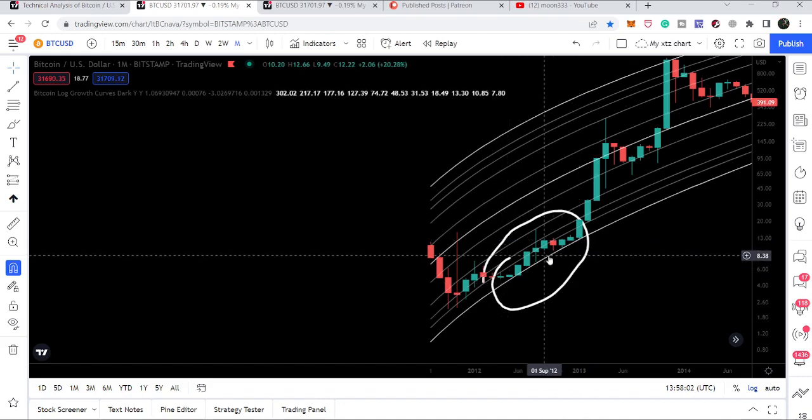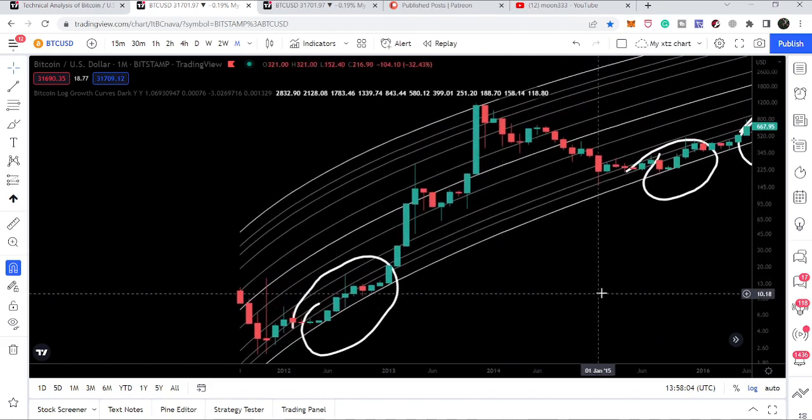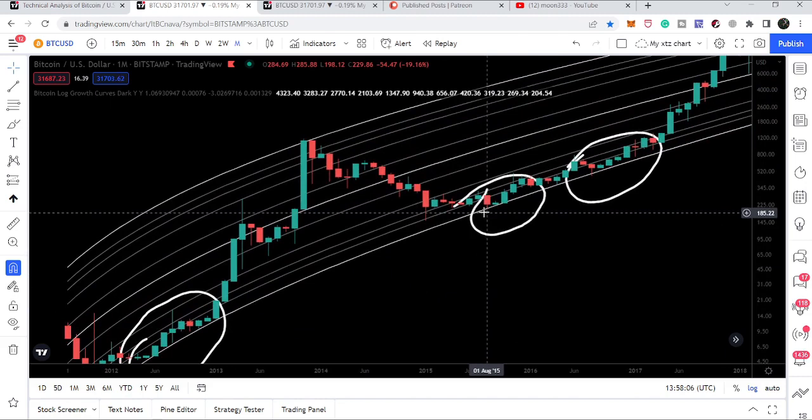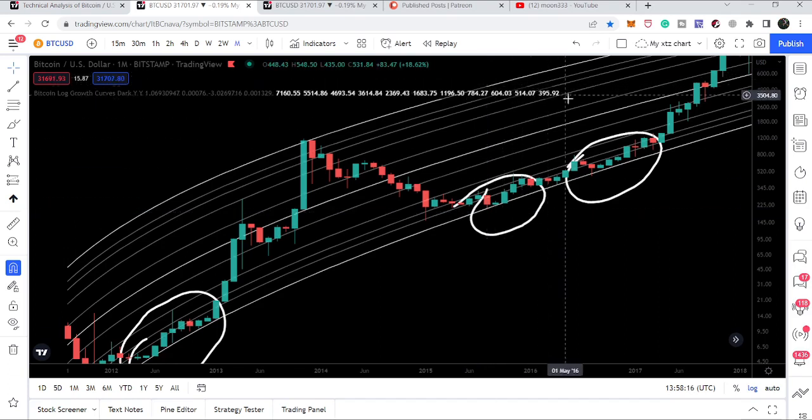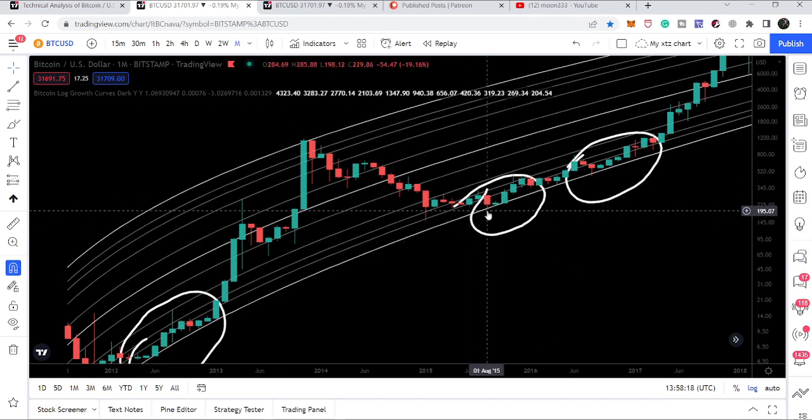After that, we did not touch it here, and after that, we touched here. In the month of August 2015, the lowest value of the candlestick was 198, and if you watch the value of the bottom on the most right side, that was $204. After touching this value of 198, you can see that we have never touched this value. Bitcoin never went down to this value of $198.